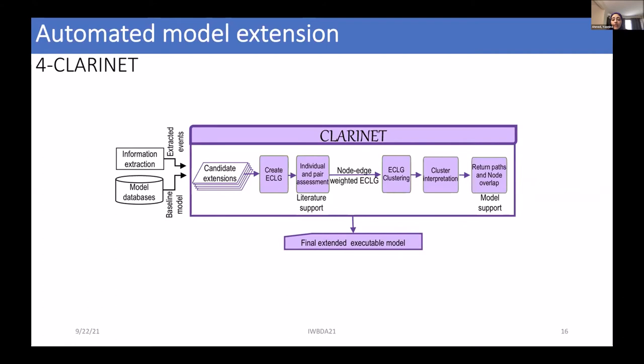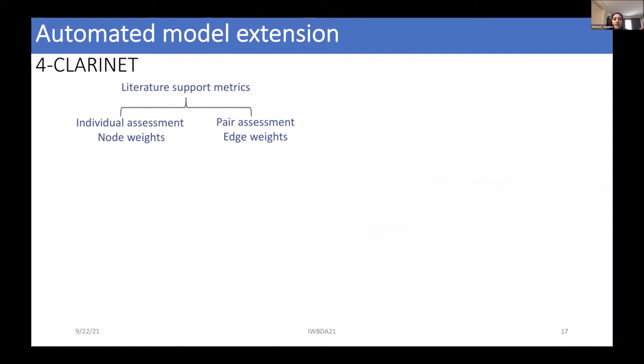So here are the literature support metrics. They are either individual assessment or pair assessment. The individual assessment is for the node weights, and the pair assessment is for the edge weights. And for the model support metrics, we have the node overlap with existing models and the return path.